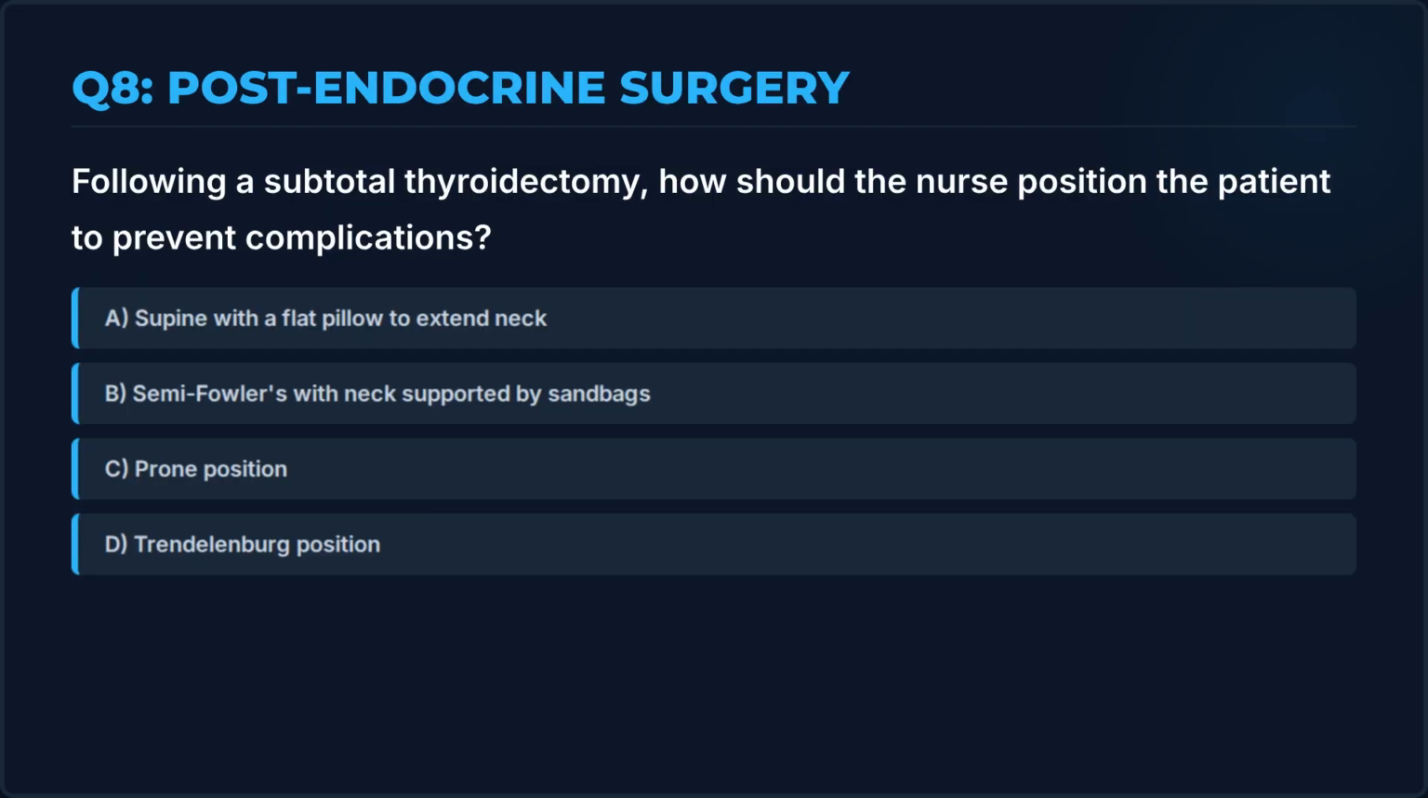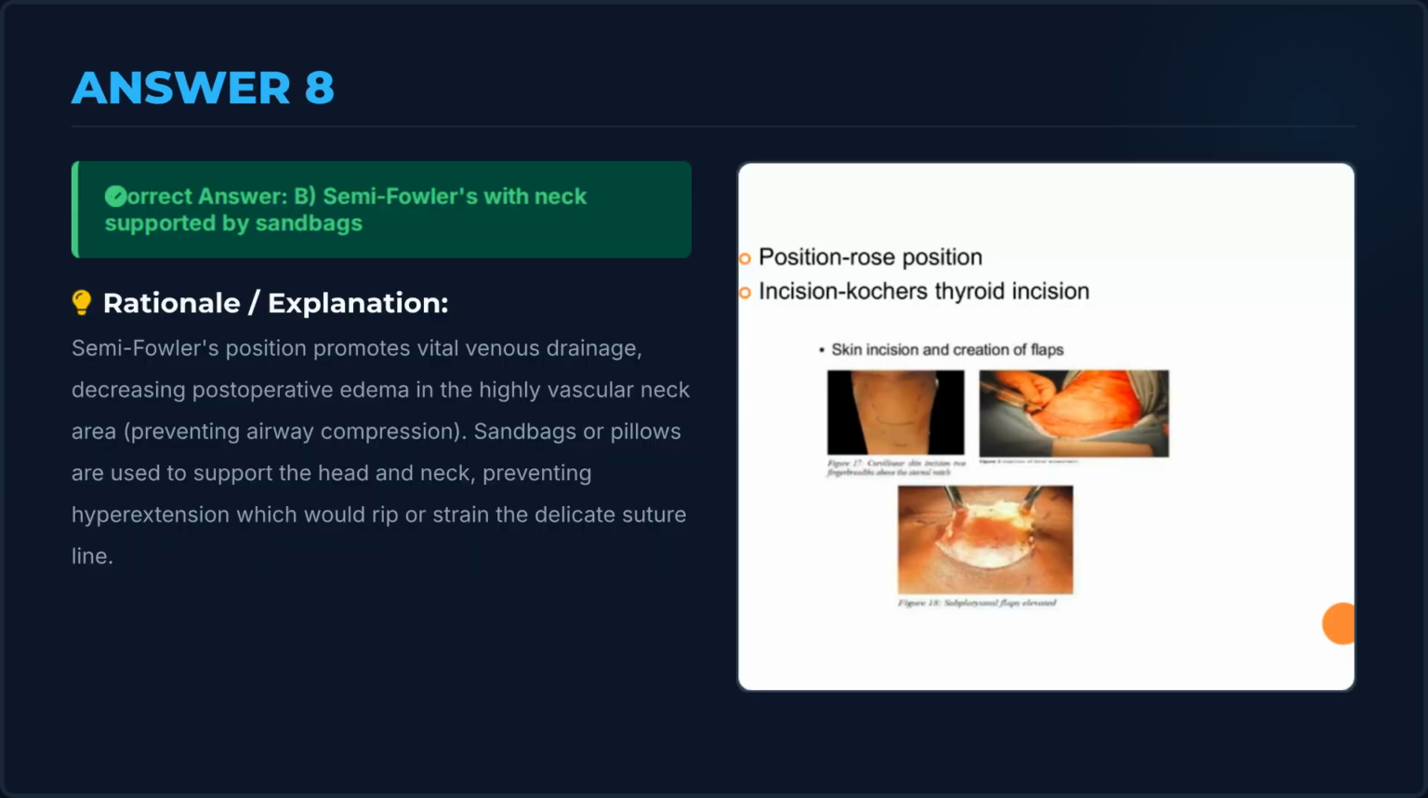Question 8. Following a subtotal thyroidectomy, how should the nurse position the patient to prevent complications? The correct answer is B, semi-Fowlers with neck supported by sandbags. This position promotes venous drainage to decrease edema and supports the neck to prevent hyperextension, protecting the suture line.